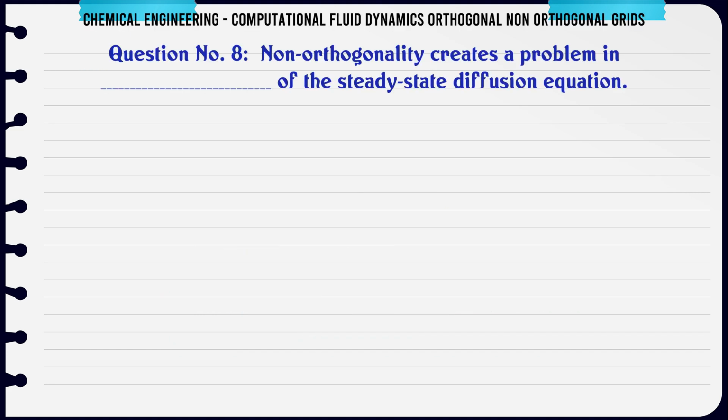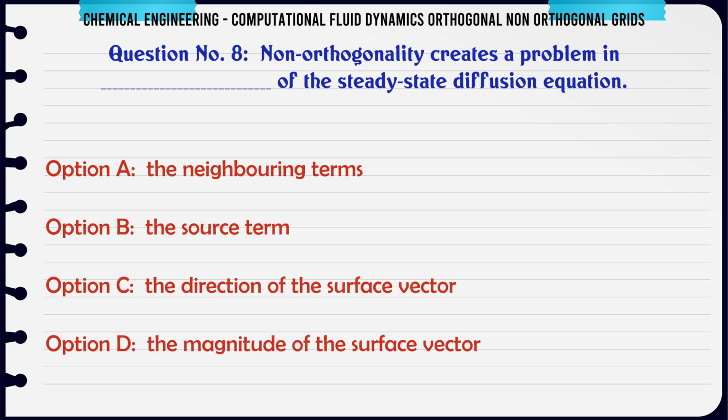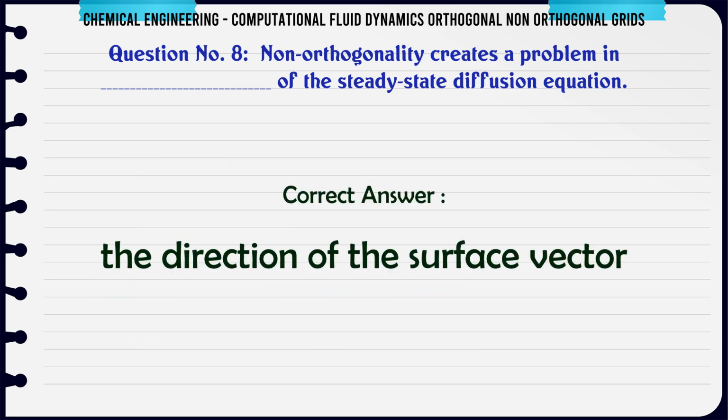Non-orthogonality creates a problem in which part of the steady-state diffusion equation? A. The neighboring terms. B. The source term. C. The direction of the surface vector. D. The magnitude of the surface vector. The correct answer is the direction of the surface vector.